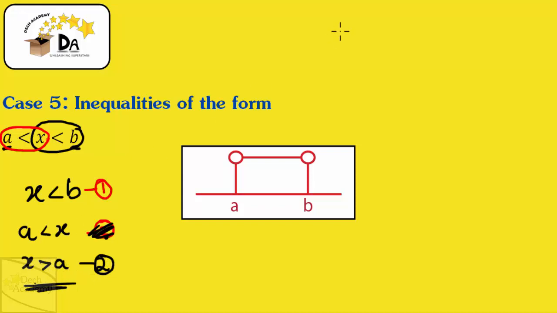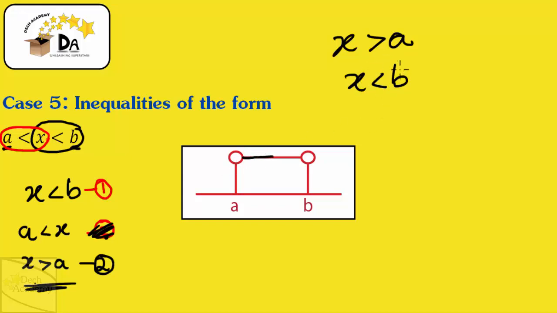So we need to show two things. We need to show that x is greater than a and that x is less than b. So how do you do that? Well, to show that x is greater than a, you locate a on the number line, draw a vertical line with an unshaded circle, which means that x is not equal to a, and you draw a line pointing towards the right to show that x takes values that are greater than a.